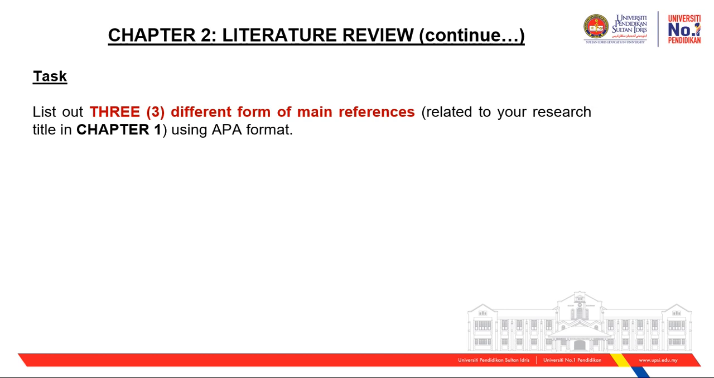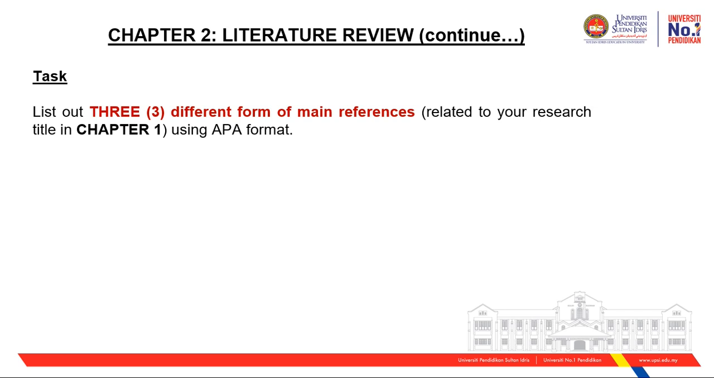3 different forms here represent either 1 from a book, 2nd from an article, 3rd from a conference, maybe a conference article or journal article, or your reference may be from a magazine, or from a journal article, or another one maybe from a website. When I say different forms, it means different sources of reference. You just list them out, so no need to give me the link.